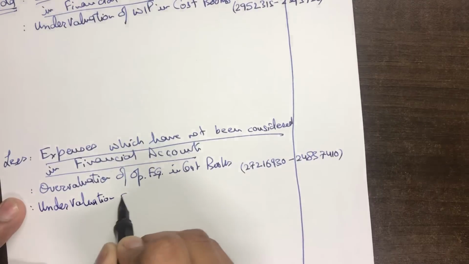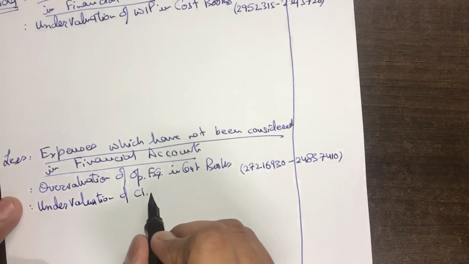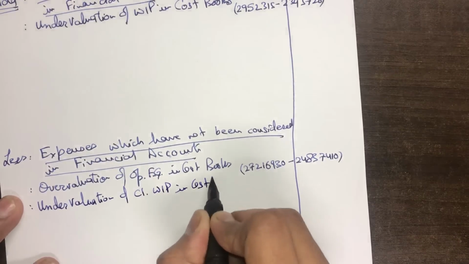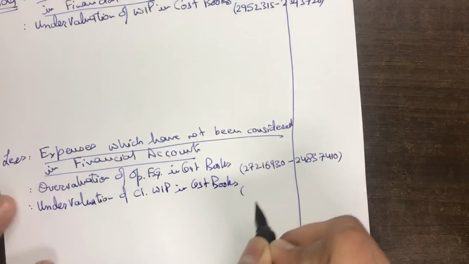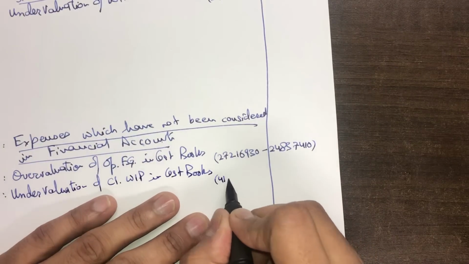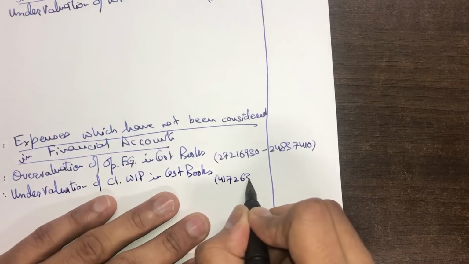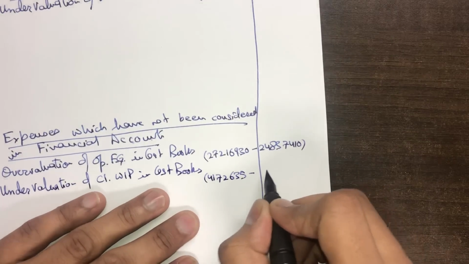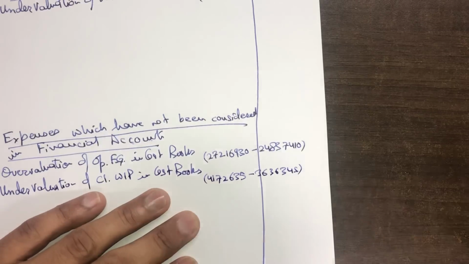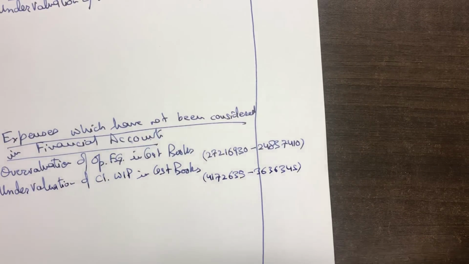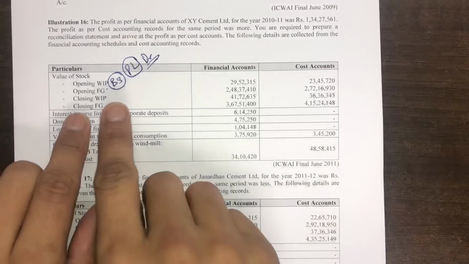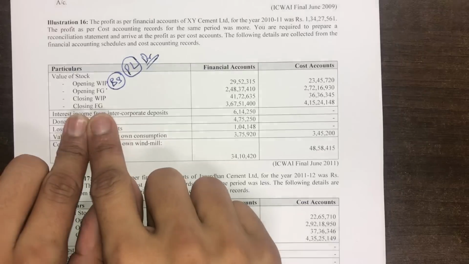Undervaluation of closing work in progress in cost books. The amount will be 4172635 minus 3636345. Let's move on to the last transaction of the valuation of stock category. Last transaction is closing finished goods.